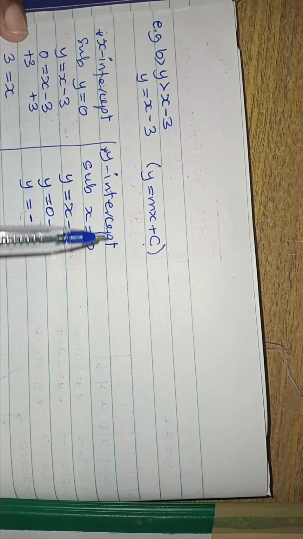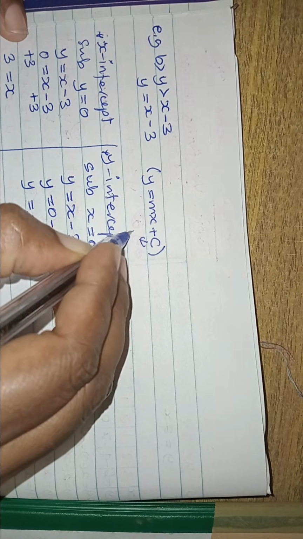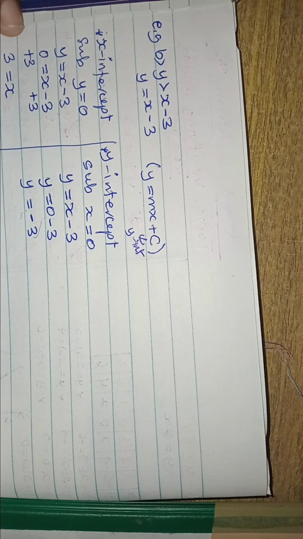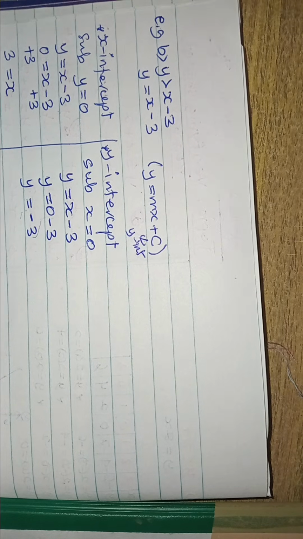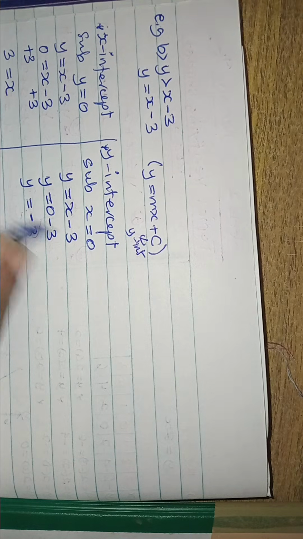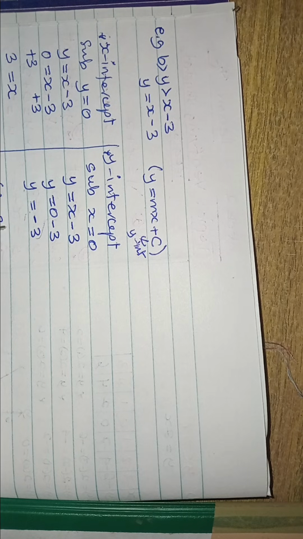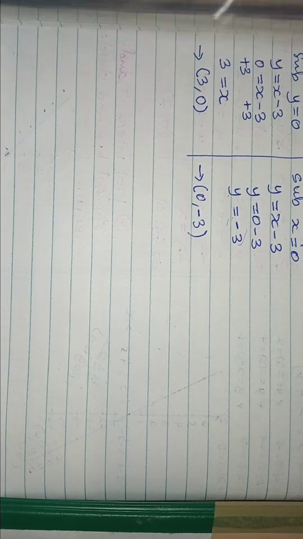Like I said before, the c gives us the y-intercept, the y-coordinate of the y-intercept. So the coordinates of the y-intercept is x equals 0 and y equals negative 3. Okay, let's go ahead and plot.